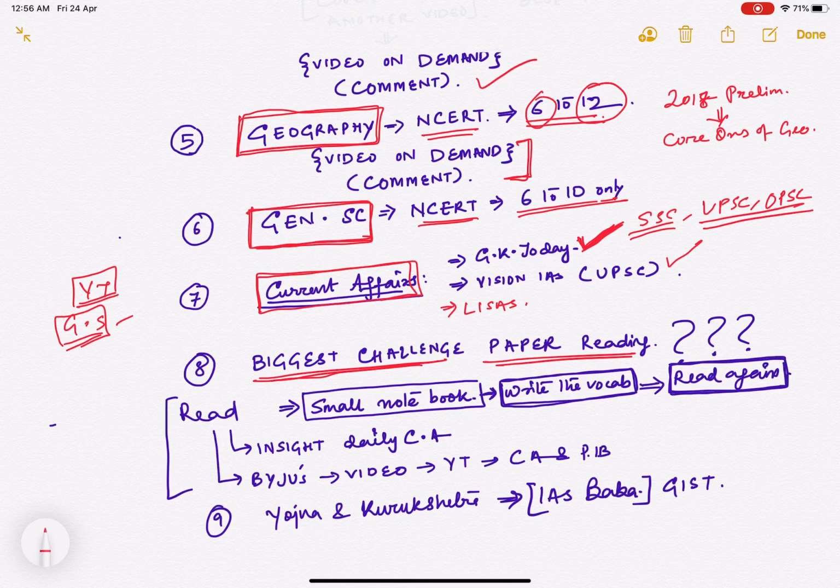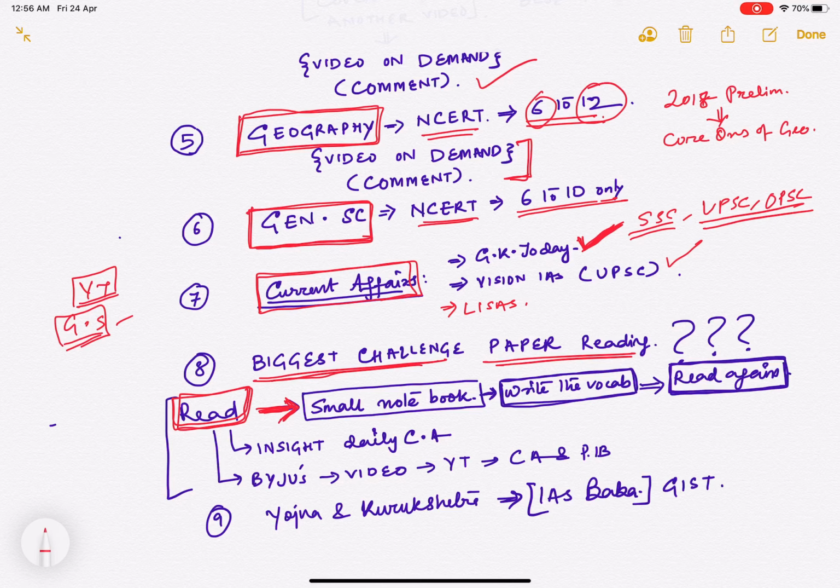But since most of us are not acquainted with paper reading, how can we acquaint ourselves? Now, first of all, I would say, pick up the paper and read. Next, if you cannot understand something, keep a small notebook. Within that, if you cannot understand a particular word, write that word in the small notebook along with its meaning. Read the sentence again until you understand it. Now this is a very slow process.